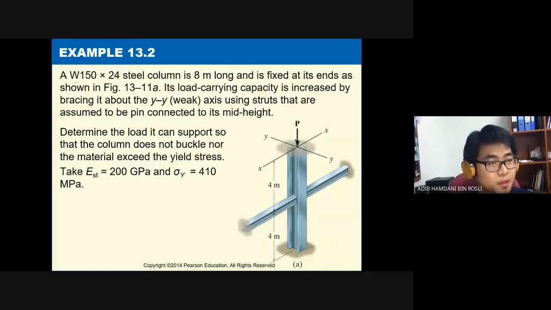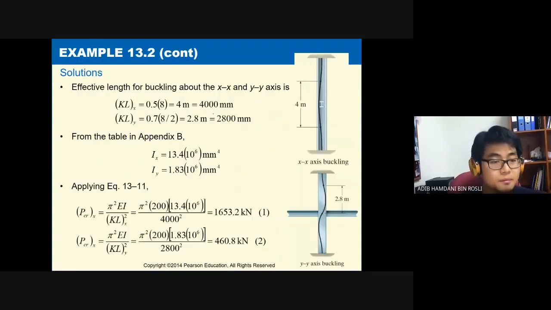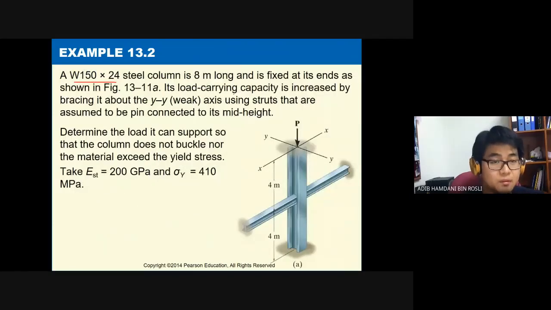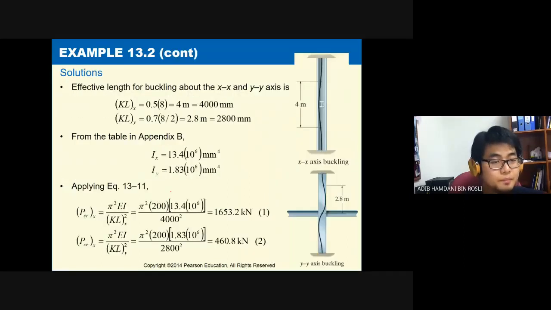Again, you have this wide flange column, or beam, it says column. You see the wide flange here, the so-called I shape. Total length is 8 meters, 4 and 4, and it is fixed at its ends as shown in this figure. Its load carrying capacity is increased by bracing it about the YY axis, which is the weak axis, using struts that are assumed to be perpendicular at its mid height. So about this example, try to read this.